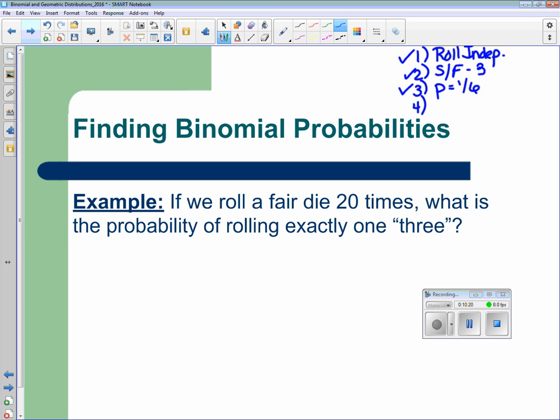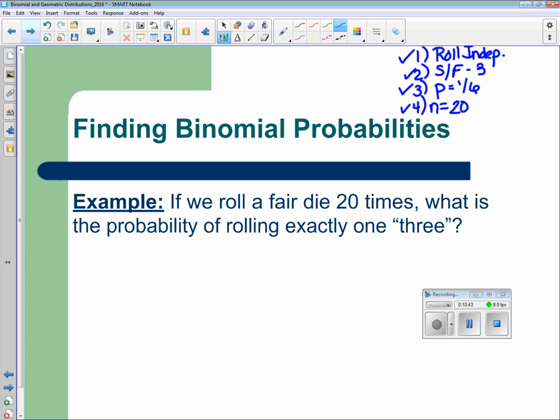And what's the last condition that we wrote down? Set number of trials. How many trials am I doing here? 20. I'm rolling the dice 20 times. So I'm going to say that n, which is our number of trials, is equal to 20. So I have, in fact, checked the conditions. All 4 have been satisfied. Now I am free to use the formulas.